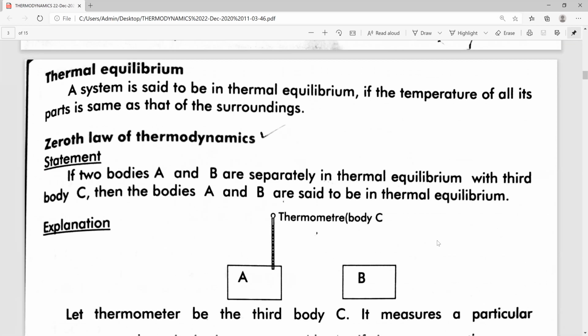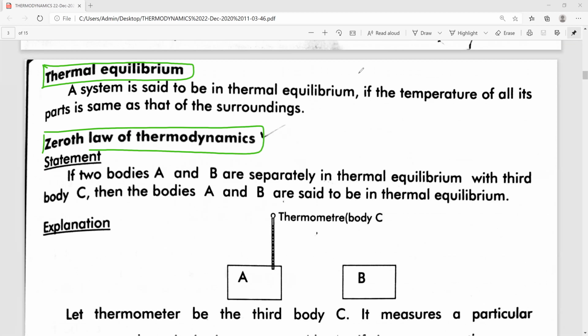And next we shall see thermal equilibrium, and then we shall discuss the zeroth law of thermodynamics. The system is said to be in thermal equilibrium when the temperature of all its parts is the same as the surroundings. That is what we call thermal equilibrium. And in the thermodynamics chapter, we come across 3 laws of thermodynamics.